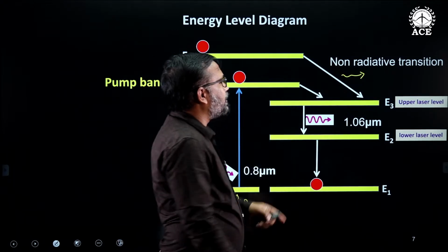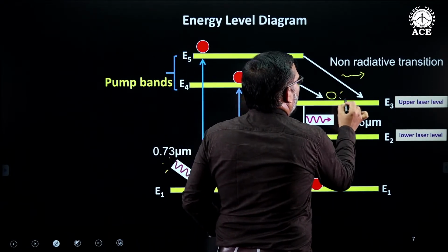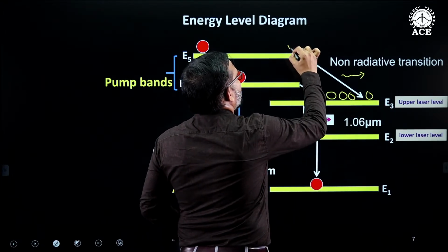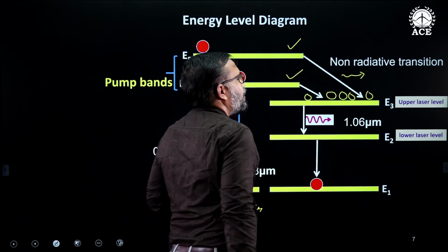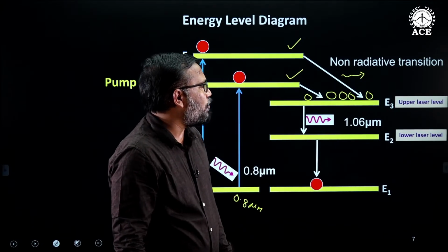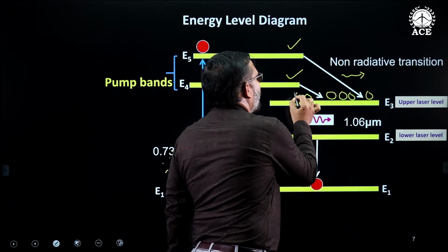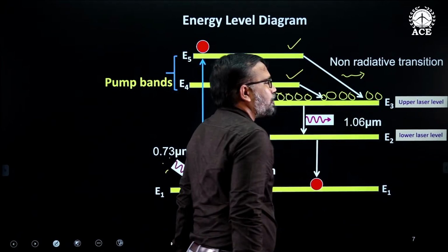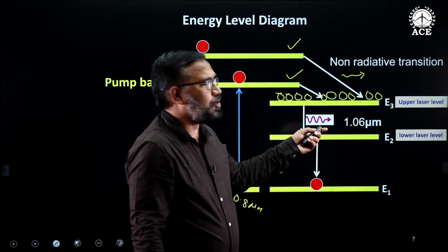Okay. So after that, they are going to come down here. Who is going to come? These are the neodymium ions coming from this E5 band and also from E4 band. So now we are going to get more number of atoms in this particular level.